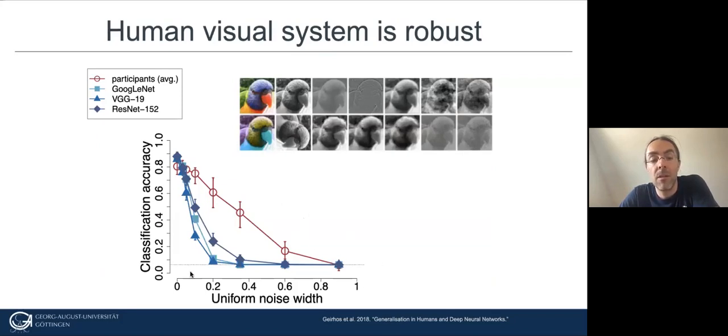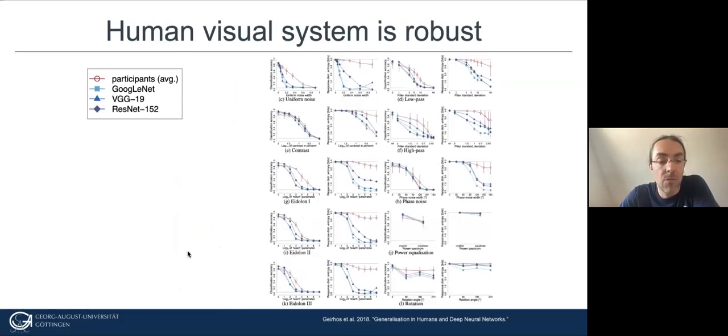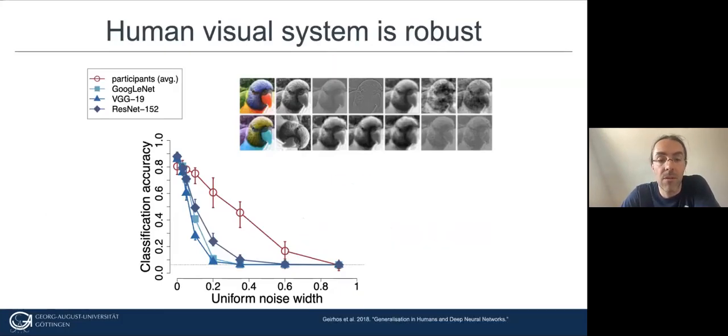And this has been studied by Robert Geirhos. I just have this Zoom bar in my window, and it's hard to get rid of. Okay, it's been studied by Robert Geirhos.